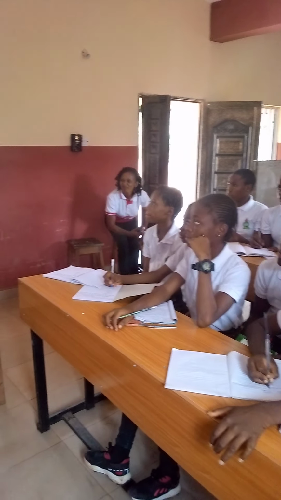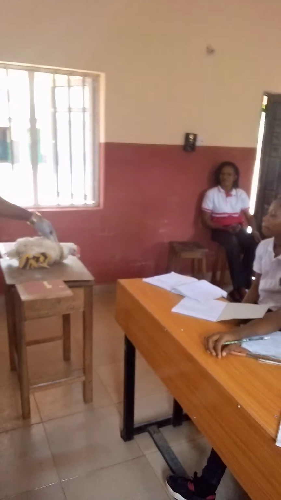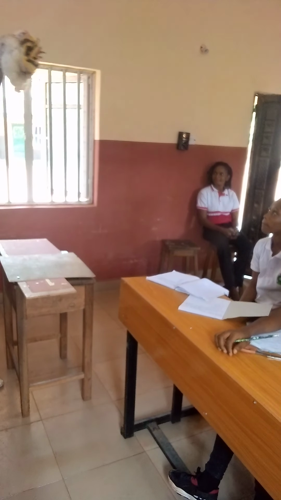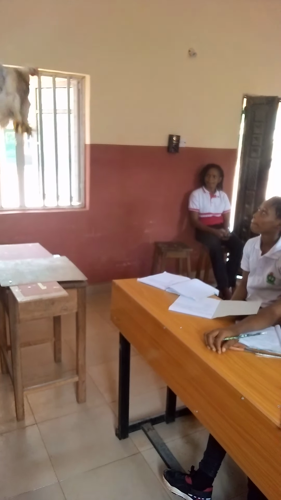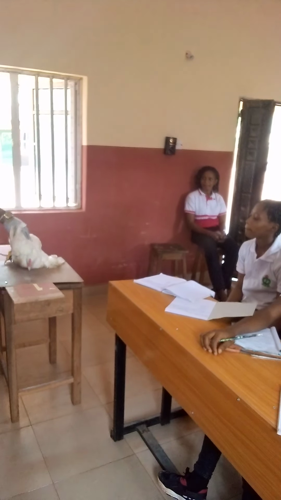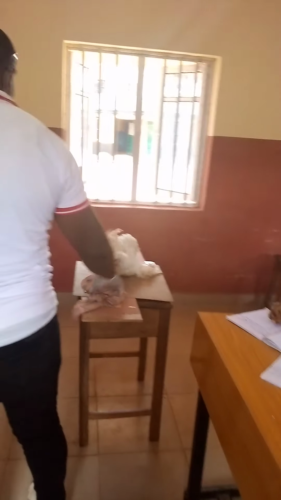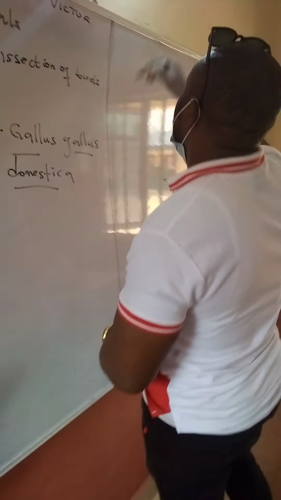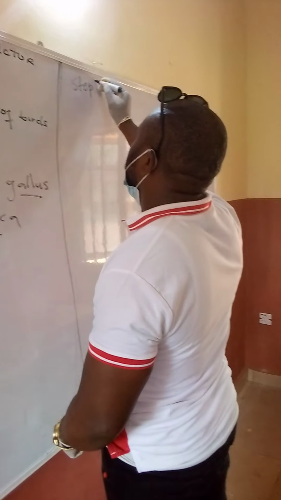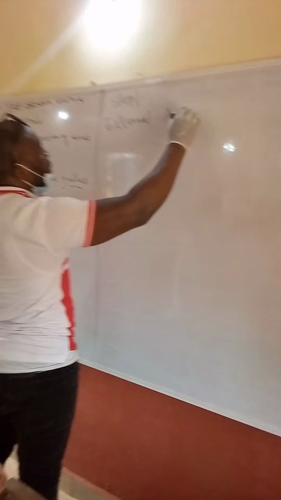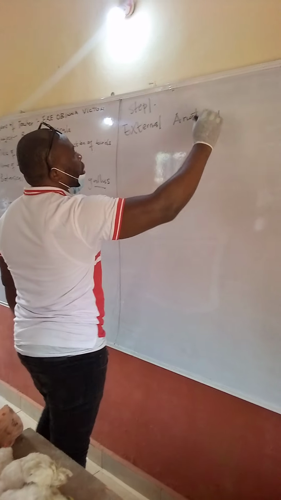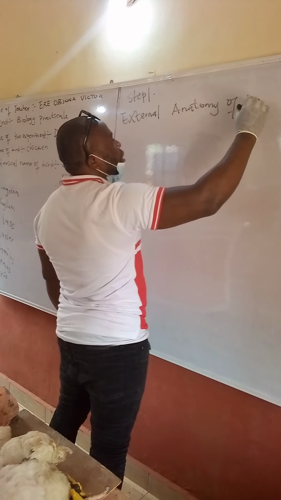So now this is the chicken. I'm going to use the diagram of the chicken to label the chicken completely for you so that you see. So write it down. External anatomy of the chicken. Step 1. External anatomy of the bird.